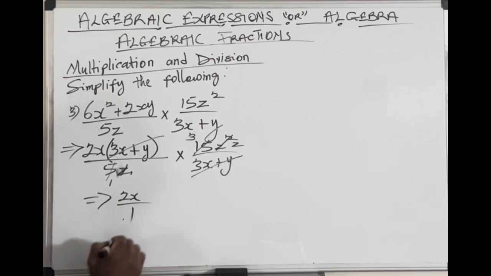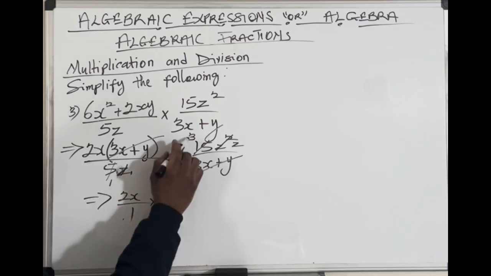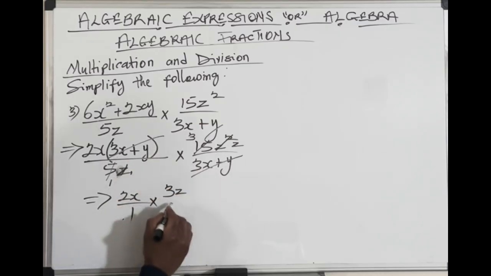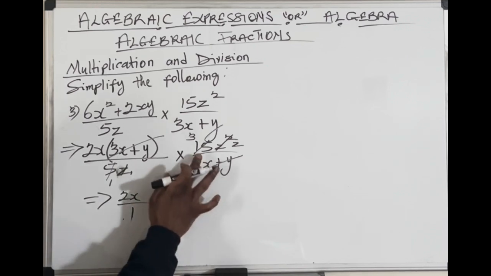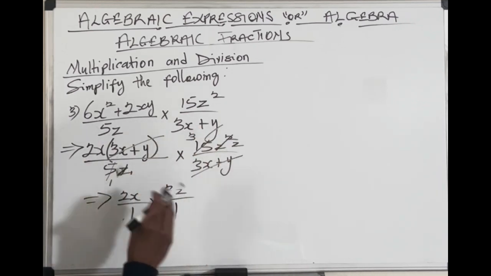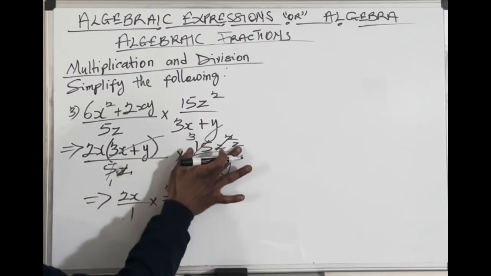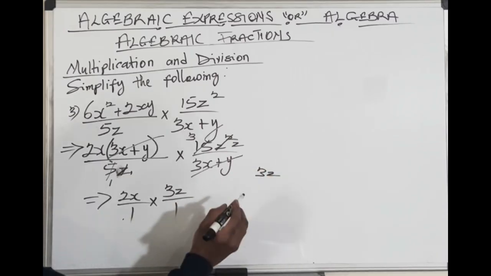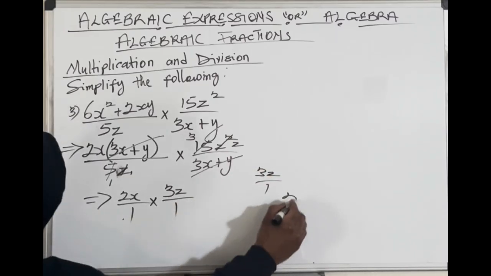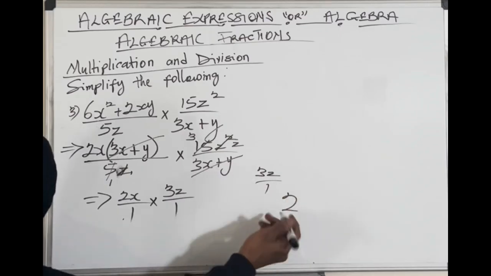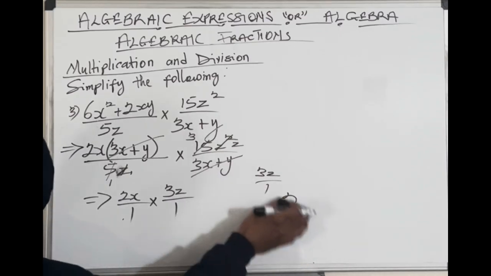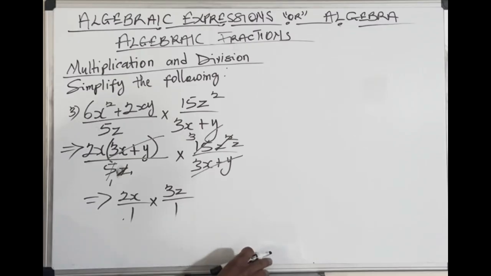So we can go on and then write what? 2x over 1 times 3z over what? 1. Why? Because under fractions, when any number is just lying down there, know that it's over 1. So right now we have 3z under fraction, so it's what? 1. 2 is just lying there, but it's under fraction, so it's what? Over 1. All right, so we have 2x over 1 times 3z over 1.